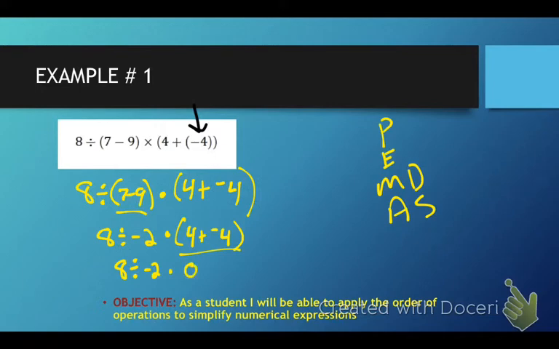What would we do next? Well, we work down to multiply and divide because there's no exponents. So 8 divided by negative 2, a positive divided by a negative is going to be a negative, which is going to give us negative 4 times 0. And negative 4 times 0 is just simply 0. So your answer for this first one should be 0.